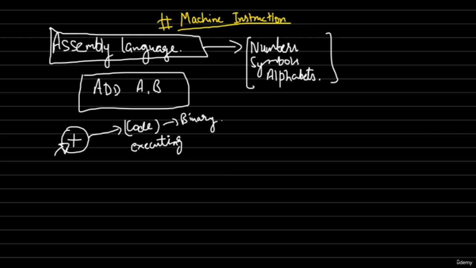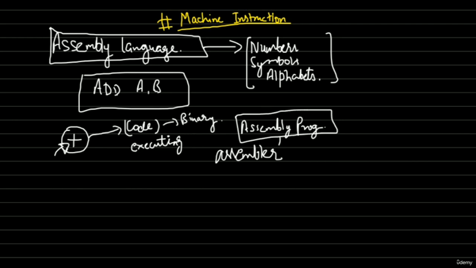The translation is done by a special program known as an assembler. The assembler is going to act as our translator, and the programming language we are using is the assembly programming language. So we write the assembly program, and that program goes through the assembler, which converts our assembly language into machine language, or in simple words binary codes, and that's how the machine is actually going to work.